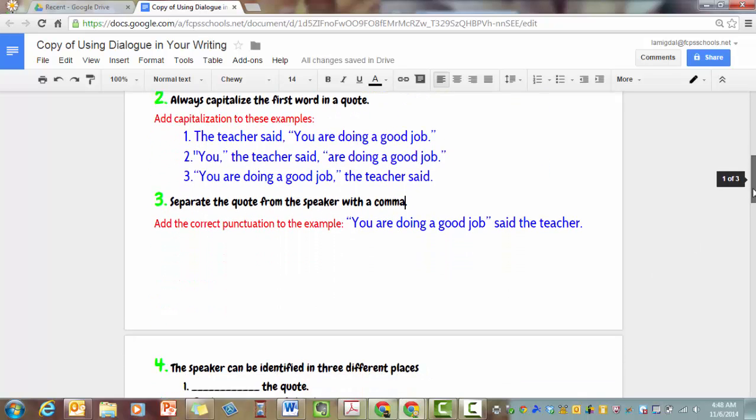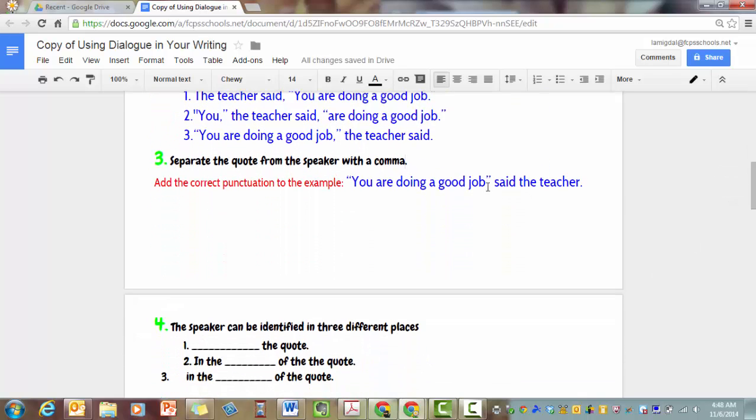And notice where the comma is. "You are doing a good job," said the teacher. The comma is inside the quotation marks. I want you to remember that. You put a comma inside the quotation marks. So it goes comma, then quotation marks. We're going to give you a quiz on that next week, so I want you to be really careful with it.